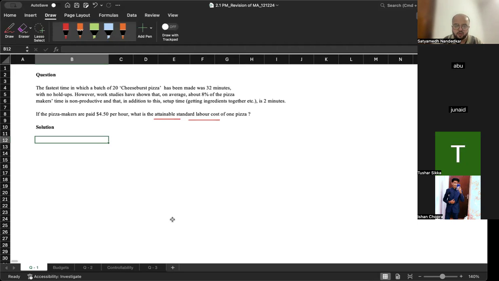However, work studies have shown that on an average, about 8% of the pizza workers' time is non-productive time, and in addition to this, setup time, that is getting the ingredients together, is 2 minutes. If the pizza makers are paid 4.5 per hour, what is the attainable standard cost? So there is this second line which says that about 8% of the pizza maker's time is non-productive time.